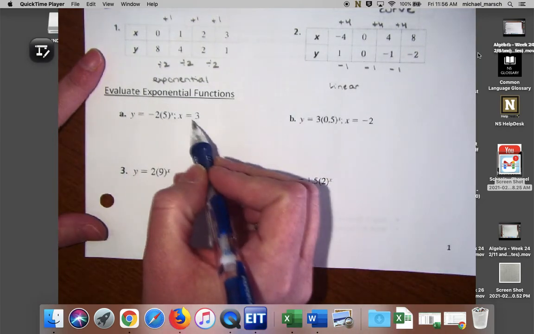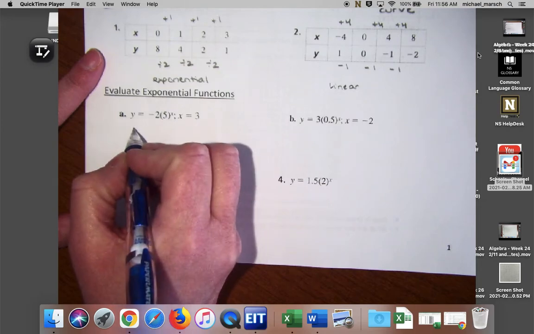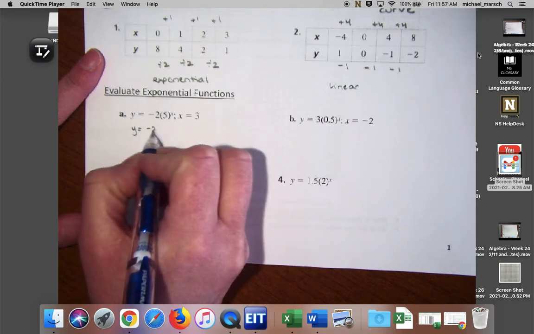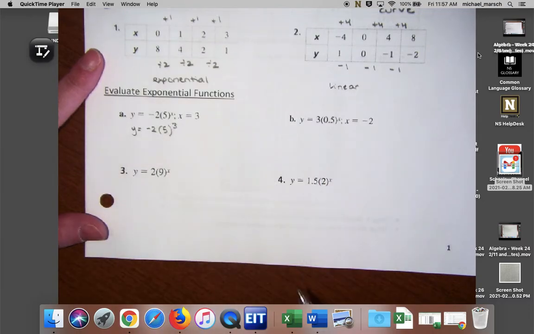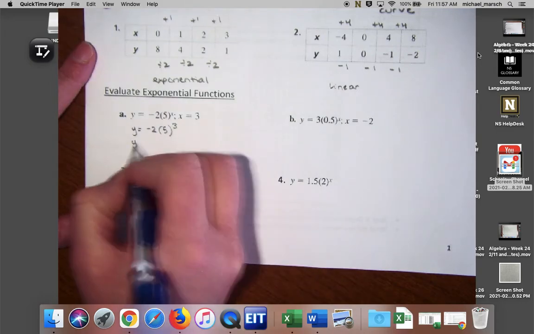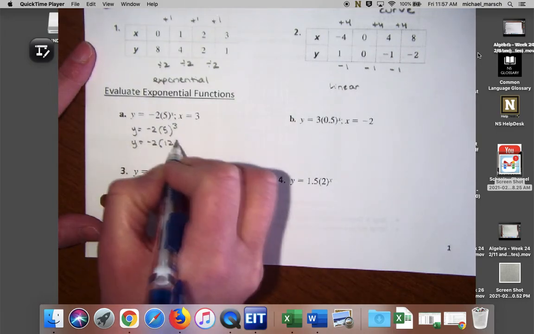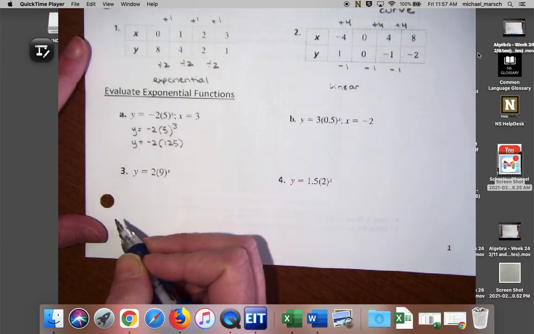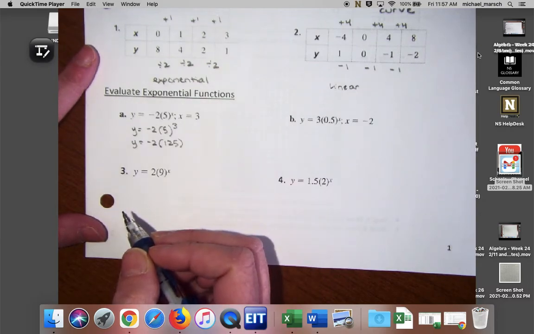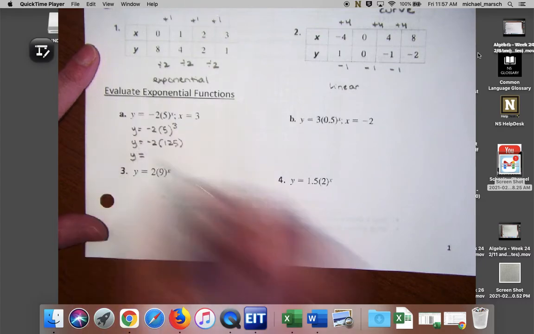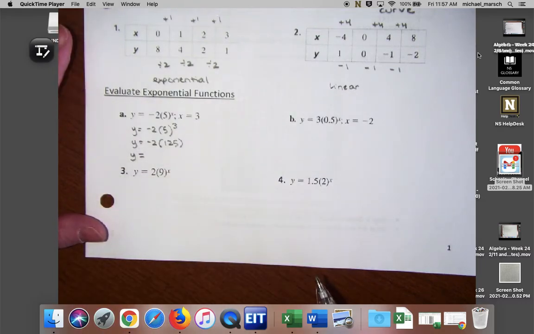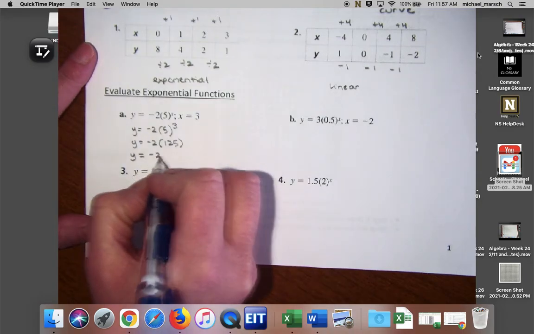So what we're going to do is substitute 3 in for x. So we're going to say y equals negative 2 times 5 to the 3rd power. And then I'm going to get y equals negative 2 times 125. And then what will be my final answer? What is the y value? Atlee? Negative 250. Yep.